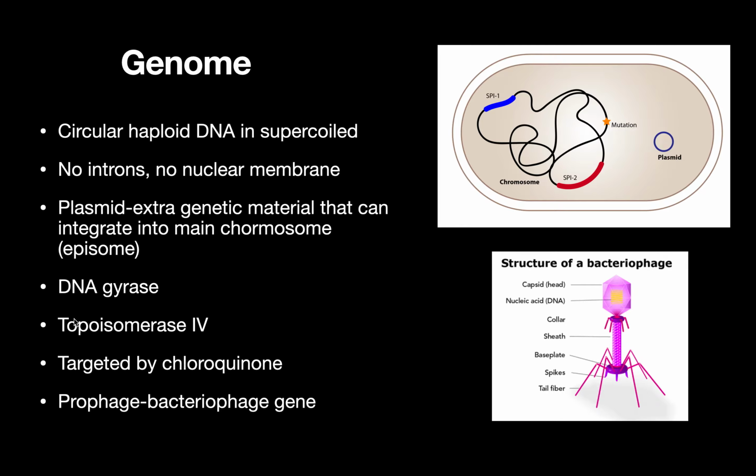Within the genome are DNA gyrase and topoisomerase, and these are responsible for the unwinding of the DNA. And these are targeted by the antibacterial agent chloroquinone. This is really effective against malaria, actually. And there is something called a prophage, a bacteriophage gene. So a bacteriophage is a virus that can actually infect the bacterium.